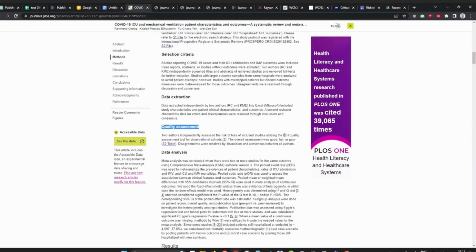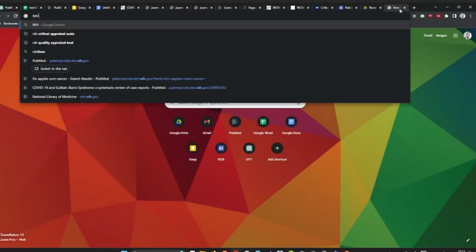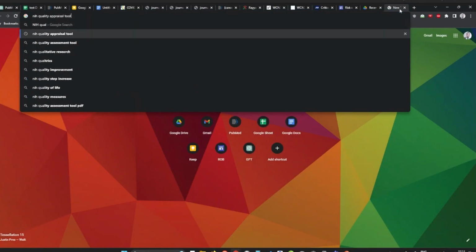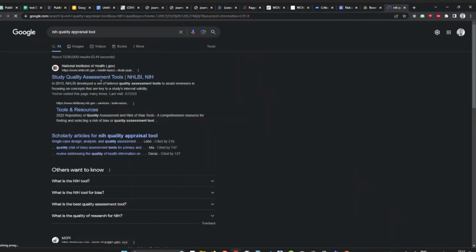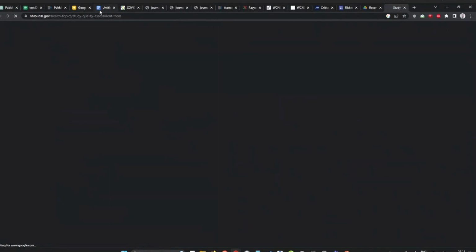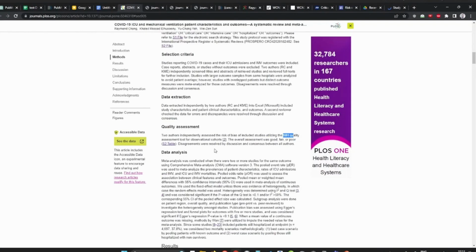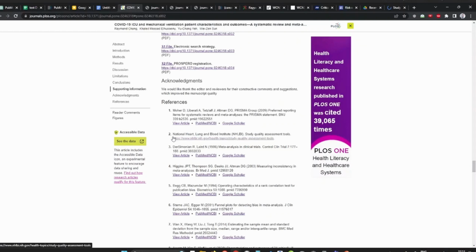There are different checklists. They are using this particular NIH quality appraisal checklist. So if I go into NIH, they have a checklist. These guys have different checklists for different research designs. So they're using the NIH checklist. They mainly have cohort studies and observational studies, so they are assessing on the basis of this.